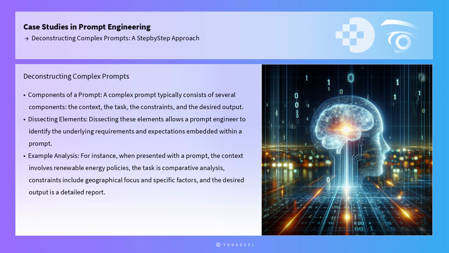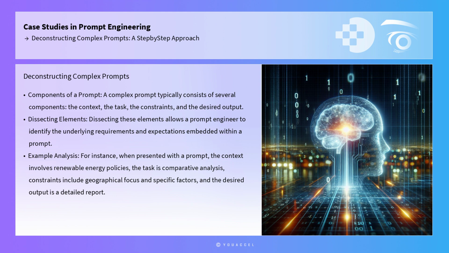Understanding the structure of a complex prompt is foundational to deconstructing it effectively. A complex prompt typically consists of several components: the context, the task, the constraints, and the desired output. Dissecting these elements allows a prompt engineer to identify the underlying requirements and expectations embedded within a prompt.